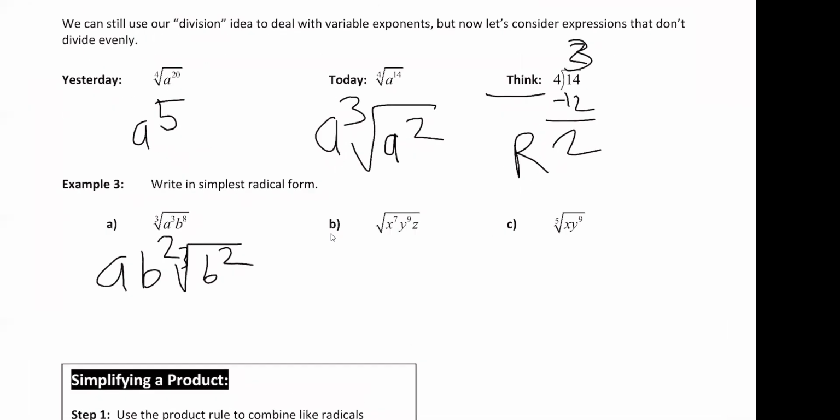Keep in mind, like I said, if it's a square root, remember your index number is a 2. So how many groups of 2 can you make? Well, you can make 3 groups from 7, but then you have 1 left over. So that stays underneath. For the 9 y's, you can make 4 groups of 2, but you have 1 left over. And then for z, you can't make any groups of 2 out of 1 z, so that just stays underneath.